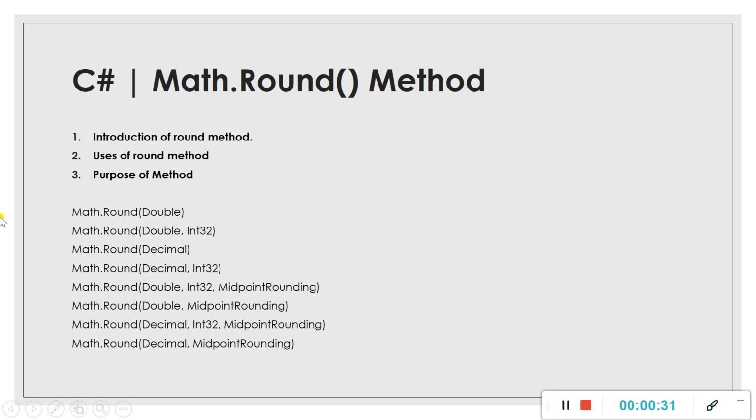You can see here the round method uses different types of arguments. Basically, the round method is an overloaded method, and in this method we have used multiple arguments like double, int32, decimal, int32. In this round method we are passing three arguments, MidpointRounding, and MidpointRounding also has three contexts. I will show you in some next slide.